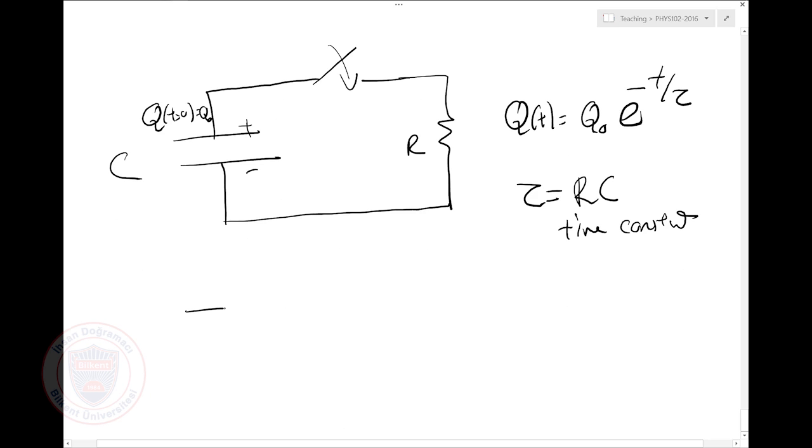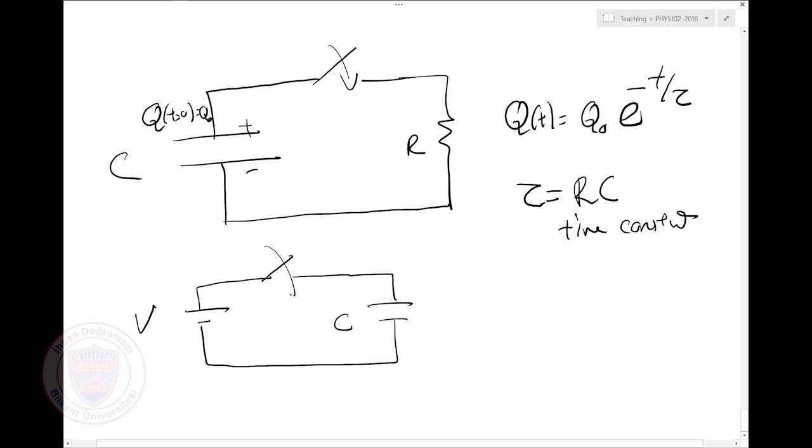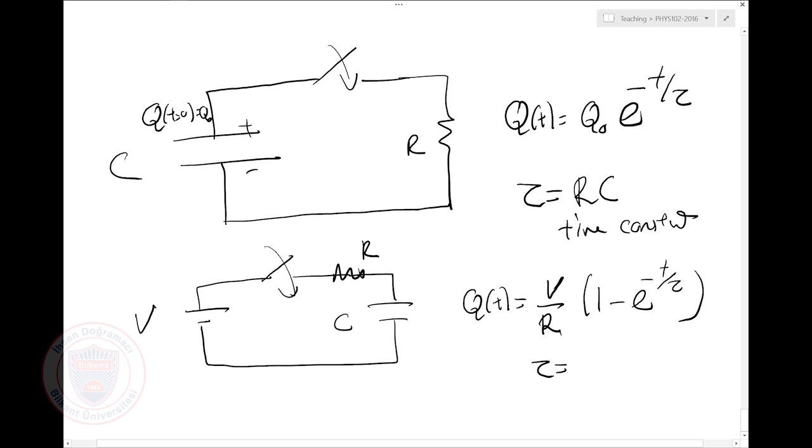We've also looked at how a capacitor, initially uncharged, would charge over time if I have a resistor here. And what did we find out? We found out that the charge here will go to its final value, again in an exponential manner. All right? And here tau, not V over R, it's going to be V times C.